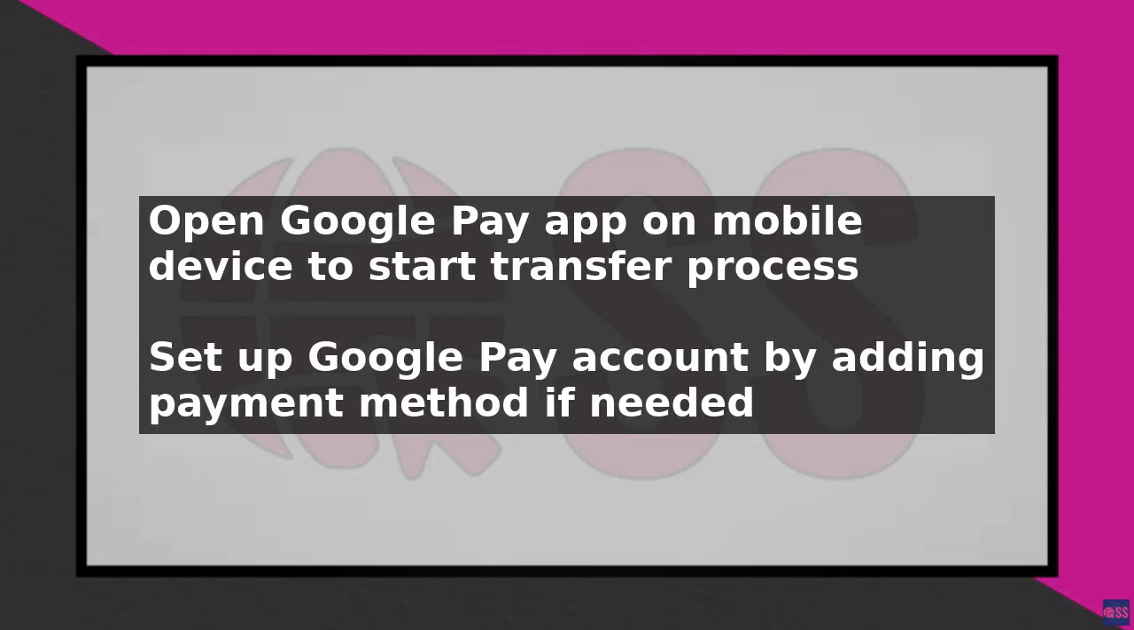To make a bank transfer in Google Pay, start by opening the Google Pay app on your mobile device. If you have not already, set up your Google Pay account by adding a payment method, such as a bank account or credit card. Next, navigate to the main screen of the Google Pay app, where you will see several options, including Send and Request.